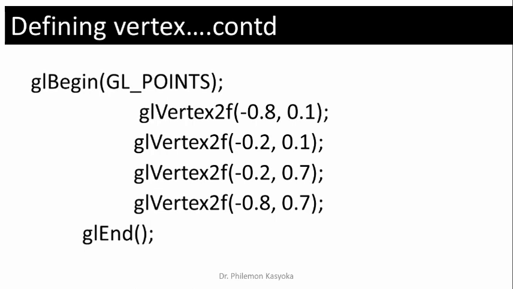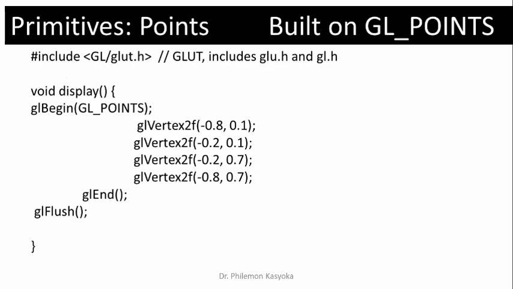Same applies to the other ones. We are going negative 0.2 and then 0.1. Negative 0.2 on the X-axis and then 0.7 on the Y-axis. And then we do have negative 0.8 and then 0.7 on the Y-axis. We've said all that must be within the glBegin and glEnd. Anything that lies within that particular area is what specifies our points. So these points will be mapped on the screen based on the coordinates that have been given there.